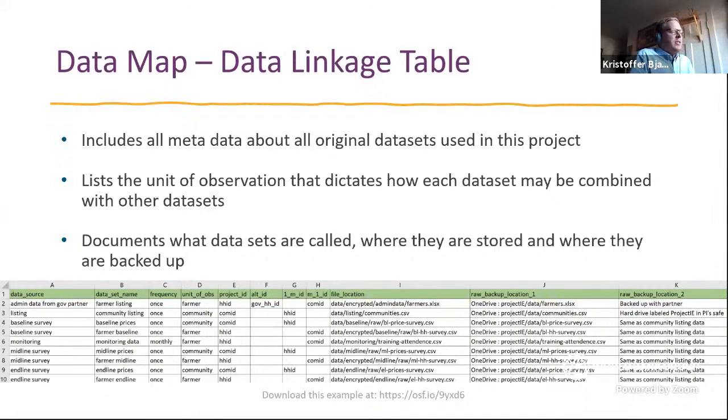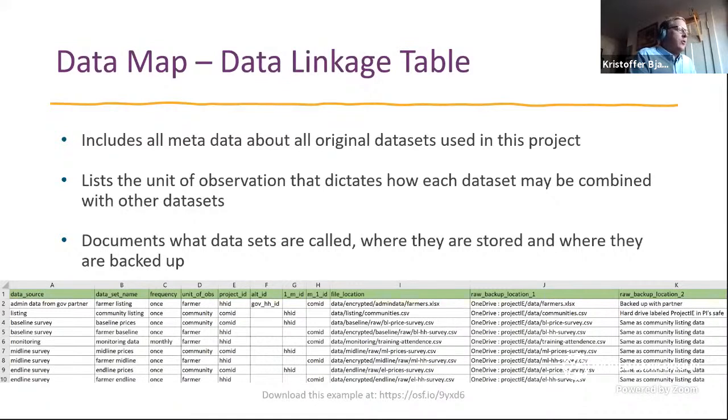For example, if you receive a data set from a government partner, they will not have your project IDs. So you need to, at this point, plan how you will have exactly the IDs that you use in the project IDs in column E, so you know that you can link the data based on that ID.